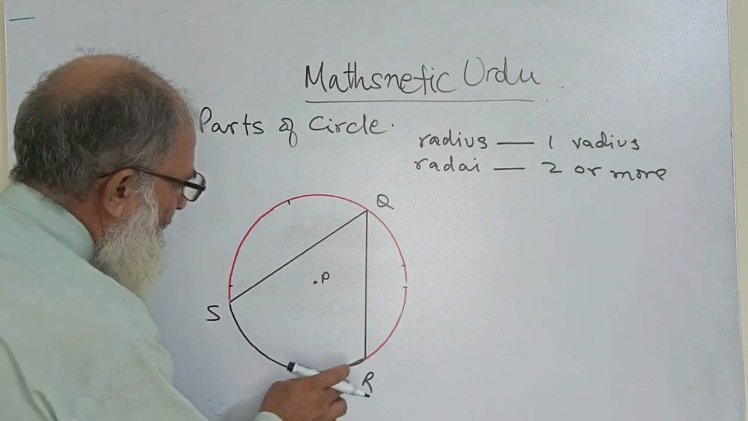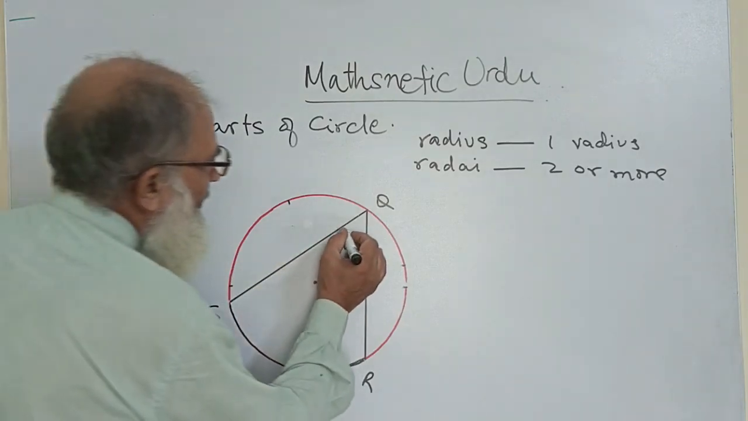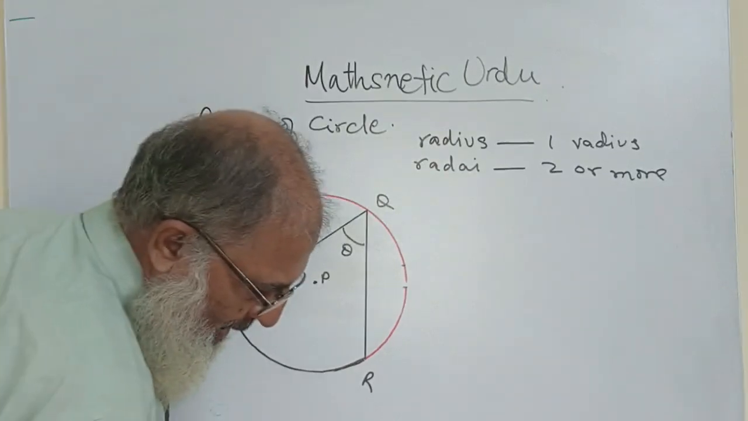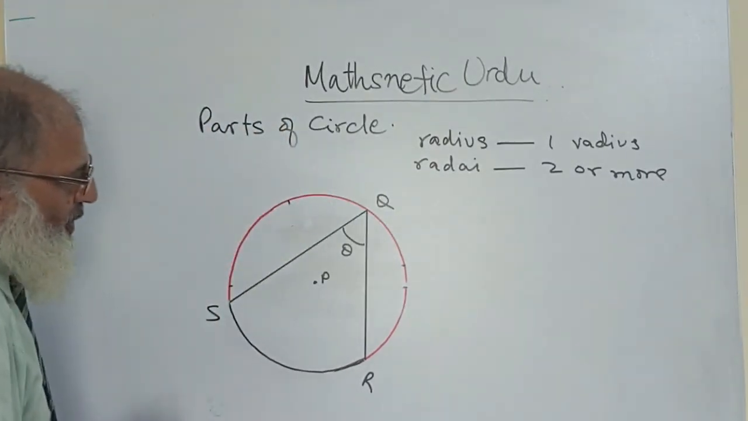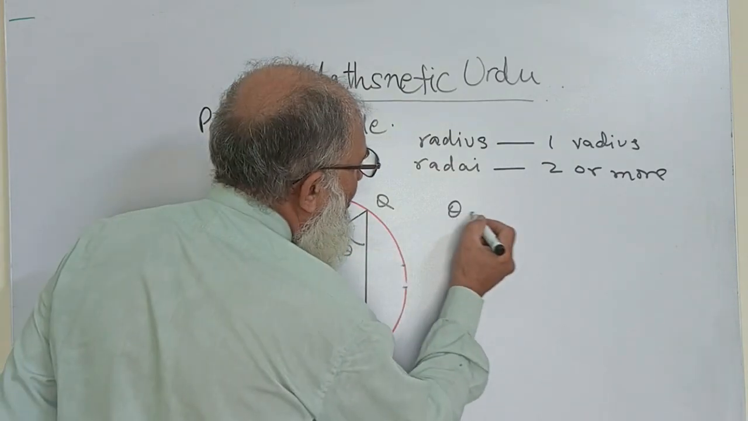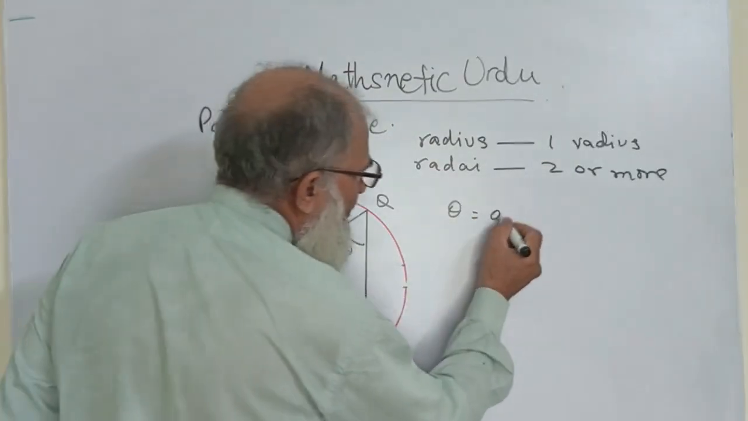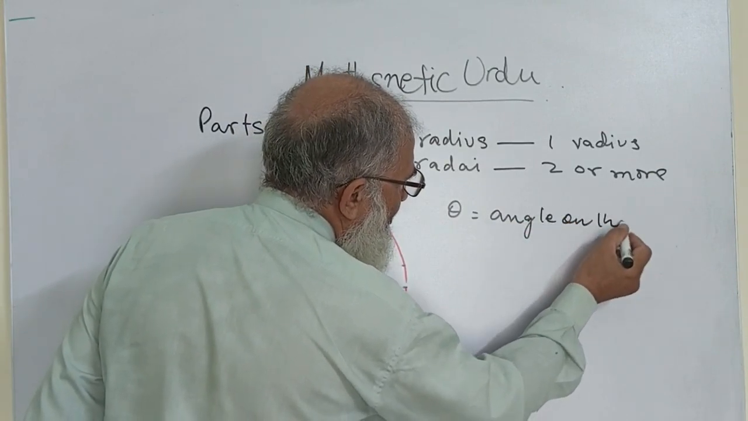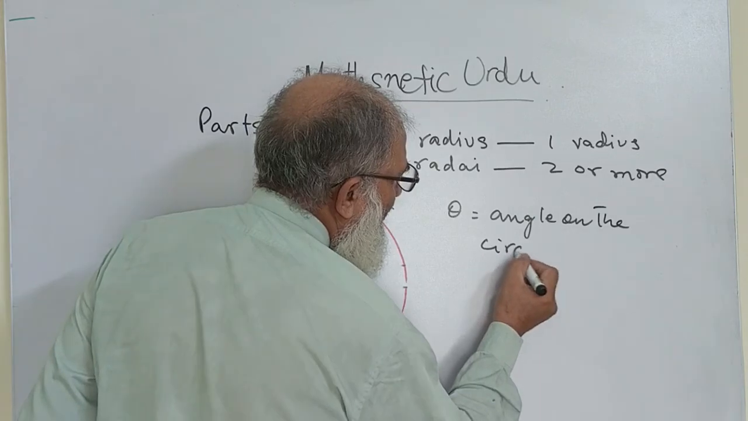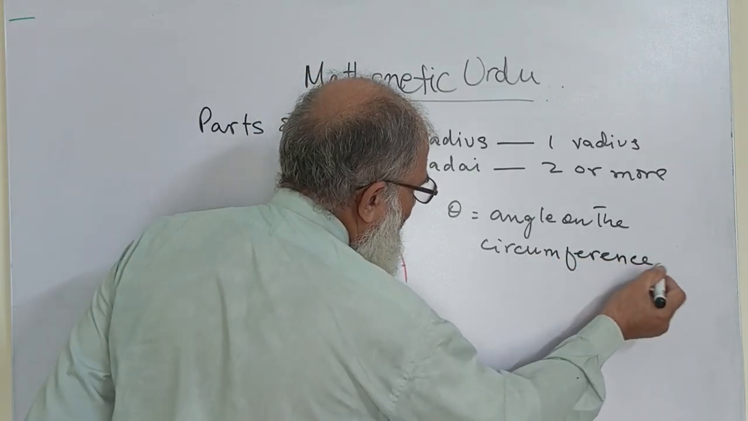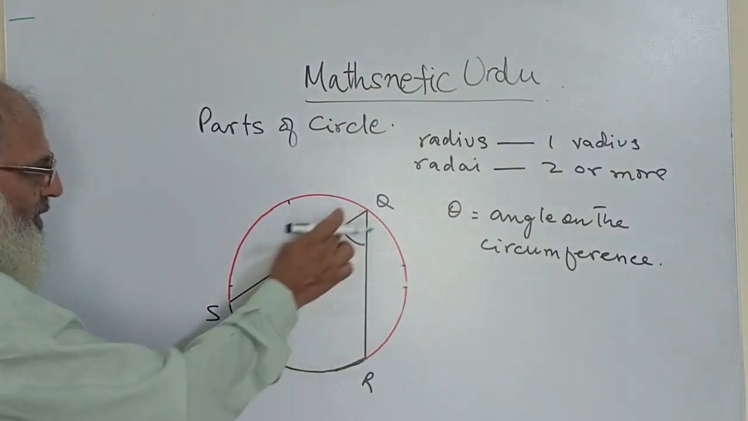So what happened is that this made an angle, which I call theta. Now this angle is called the angle on the circumference. This angle theta is the angle on the circumference.